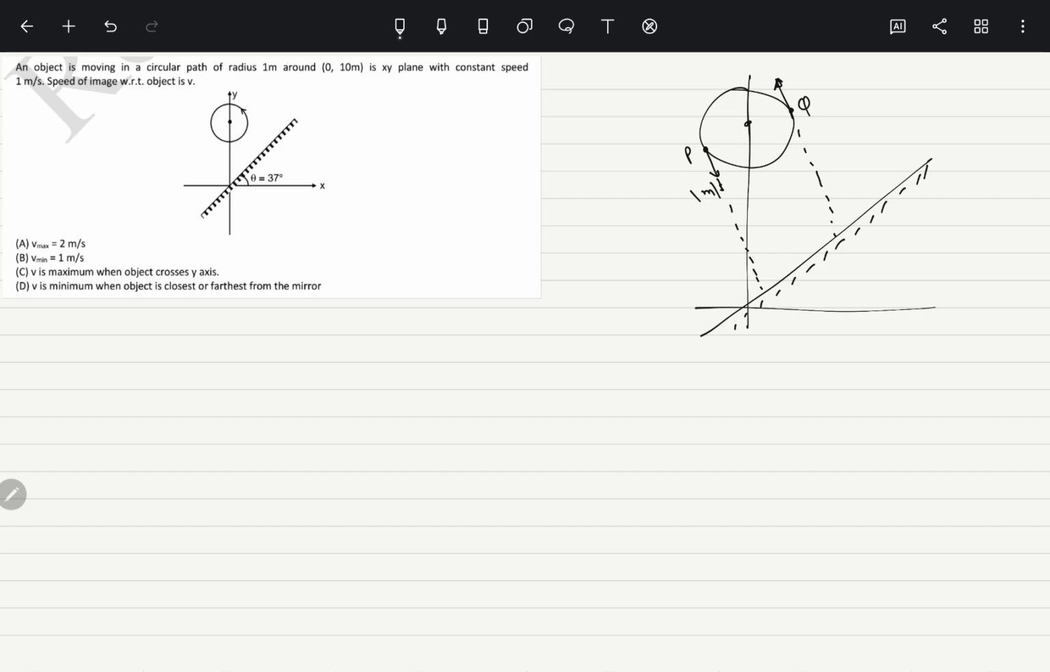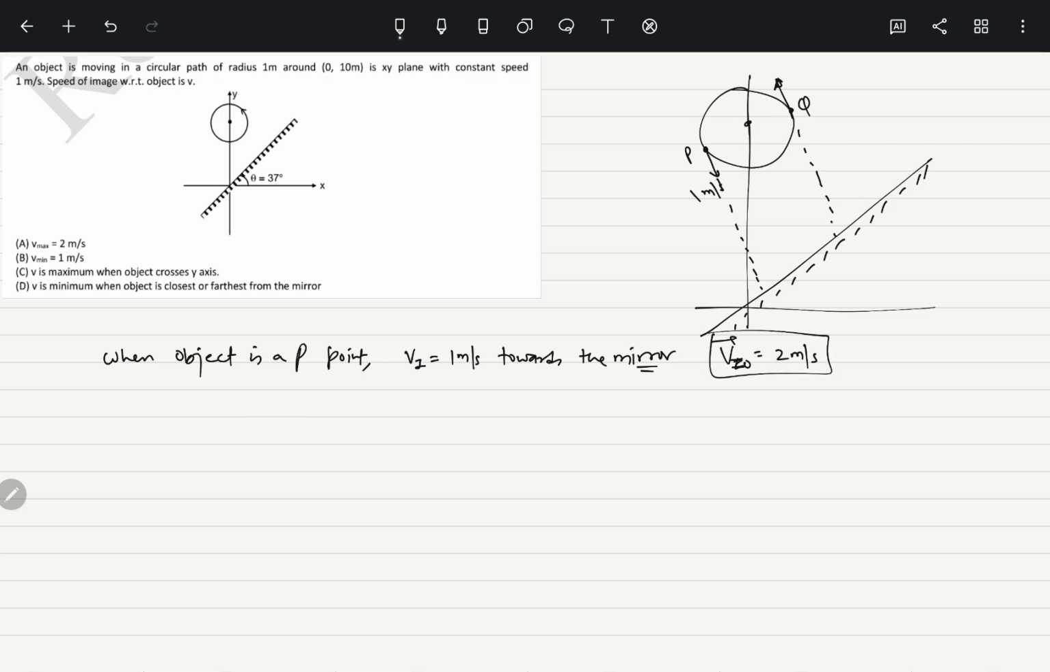Now the mirror is at rest. So when the object is at point P, the velocity of the image will also be 1 meter per second, but this one will be towards the mirror, right? The object's speed is 1 meter per second towards the mirror. Now here the object speed and image speed are both opposite to each other. So when we calculate the relative speed, we know the relative speed will be added. So the velocity of the image with respect to the object will be 2 meter per second, towards the mirror. Yes or no?